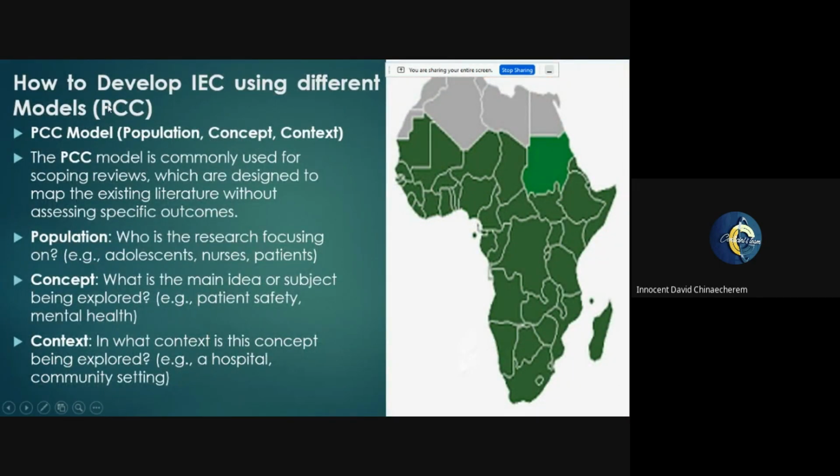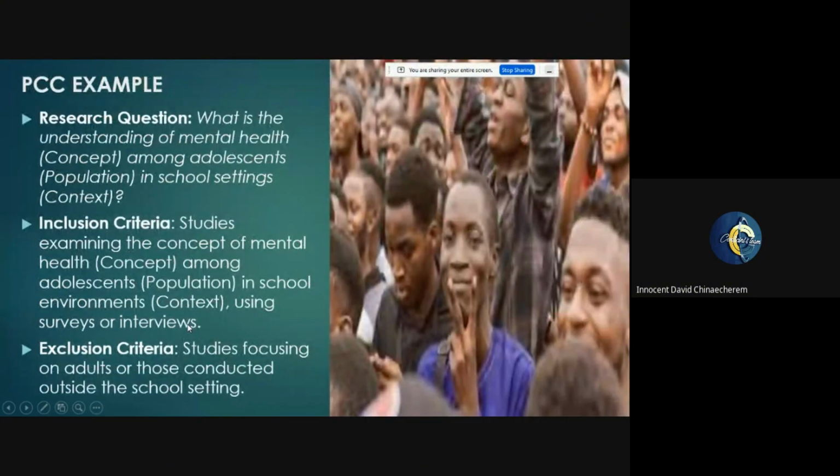And again, another framework is the PCC framework, where we have the population, concept, and context, which we use mostly for scoping reviews. And the same thing happens for the population. We have the concept, which could be the main idea of the subject. And the context is what is being studied and in what setting. It could be the hospital, it could be the community setting, it could be anything, right? And here's a question where we are talking about: what is the understanding of mental health among adolescents in school settings? So the concept lines up, the population and context, and the inclusion criteria is stated, right?